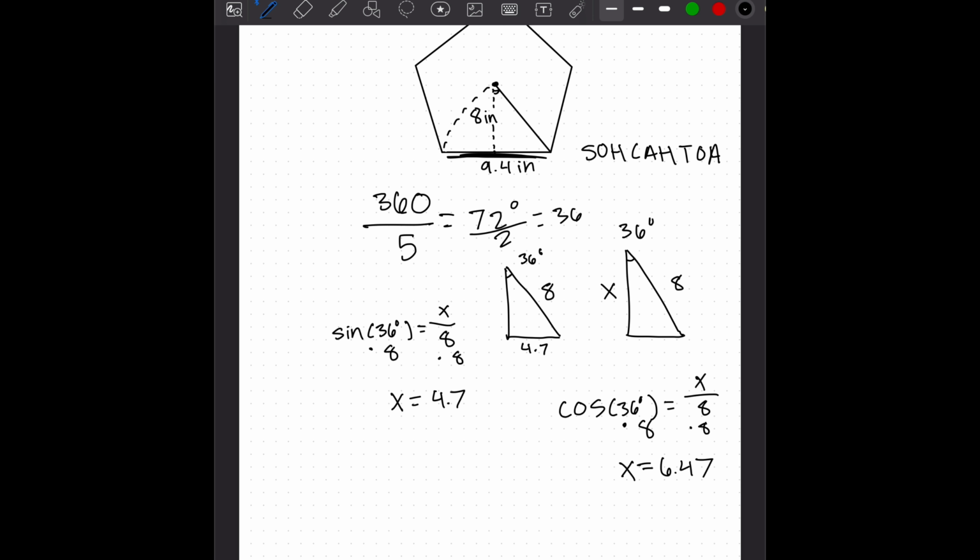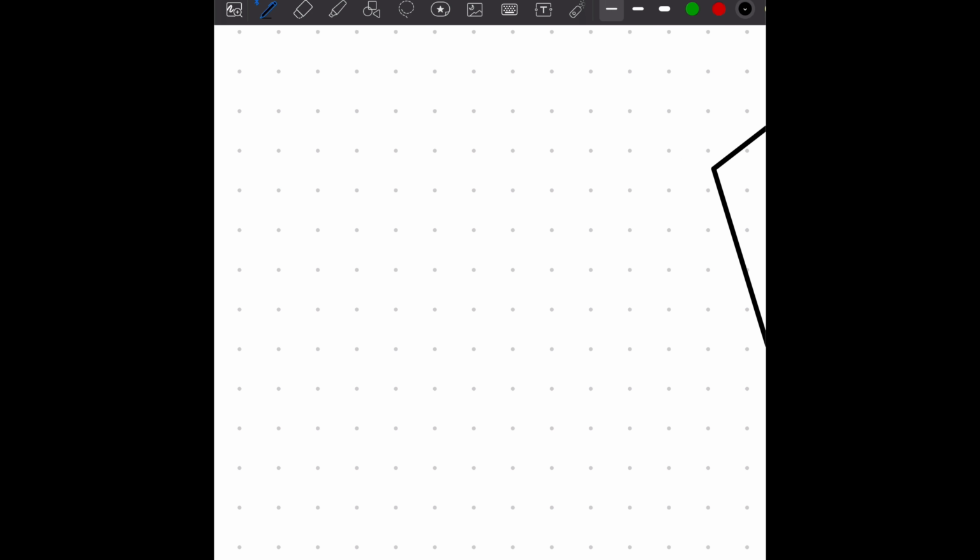And that is our apothem. And so next what we want to do is find the total area. And so what we do is, the formula for the area is 1/2 AP, A standing for apothem and P standing for the perimeter.